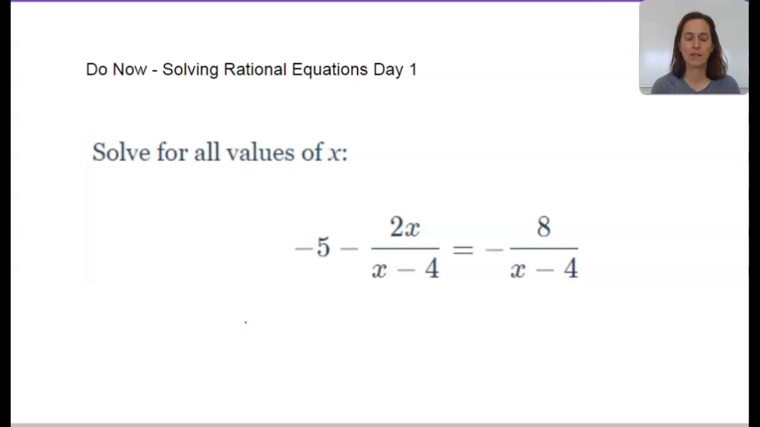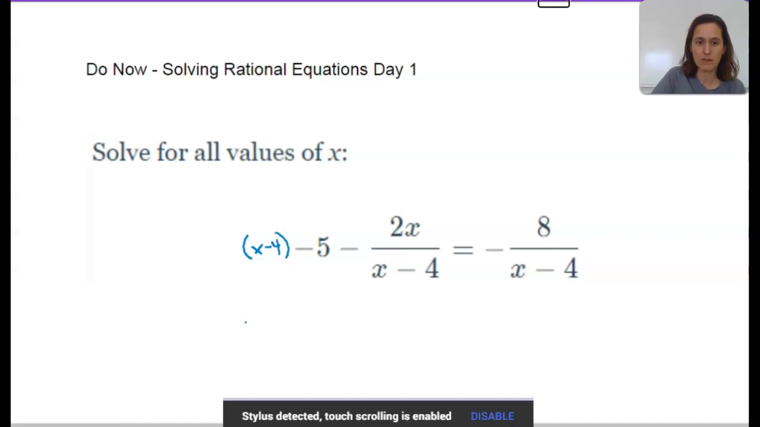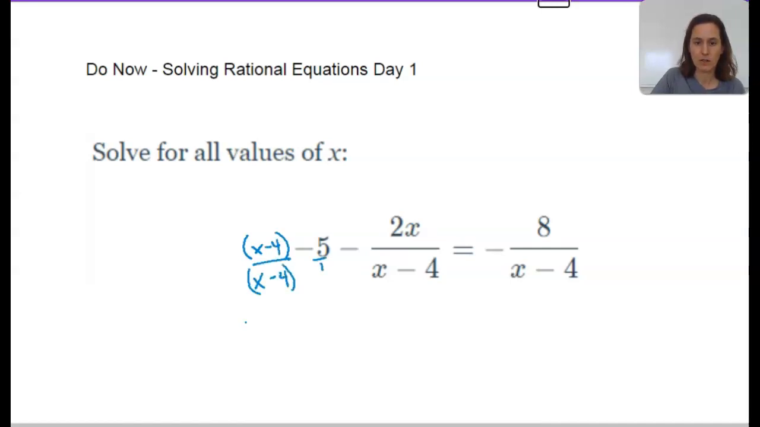Hi, we're going to take a look at how to solve rational equations. We always have to have a common denominator whenever we add or subtract. Notice that two of the terms have x minus 4, where the negative 5 does not have that yet. So the first thing we're going to do is multiply the x minus 5 by x minus 4. So I'm going to put that over 1 so you can see its denominator.